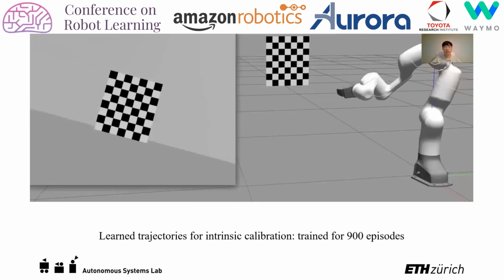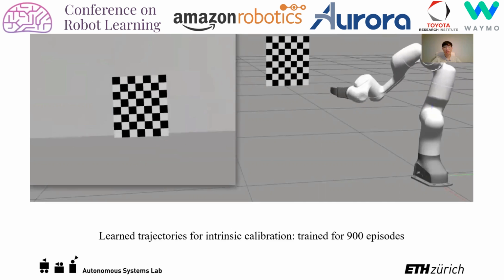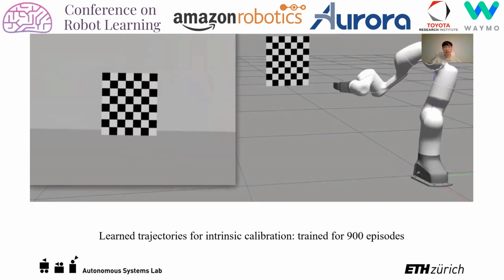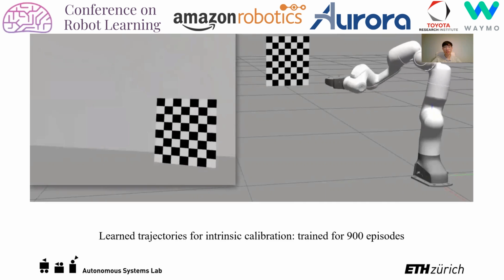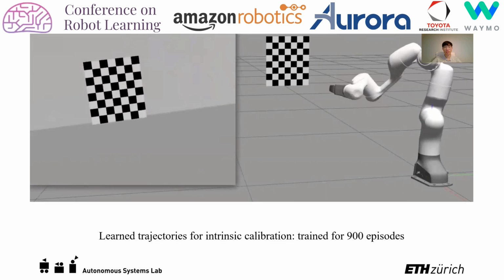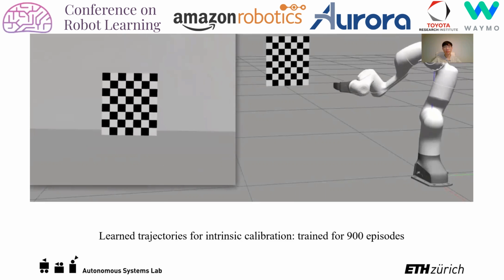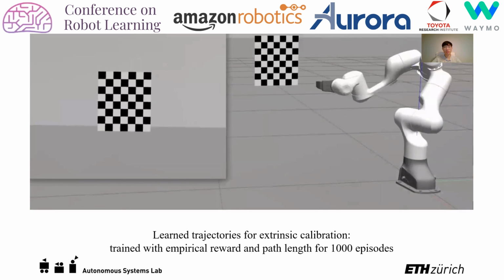We first train the agent to calibrate camera intrinsics. Here are the learned trajectories after training for 900 episodes. The empirical reward in this case is the coverage of the image with the target observations. Assuming the intrinsics are known, we then train the agent for camera IMU extrinsic calibration. This is the learned trajectory for extrinsic calibration.